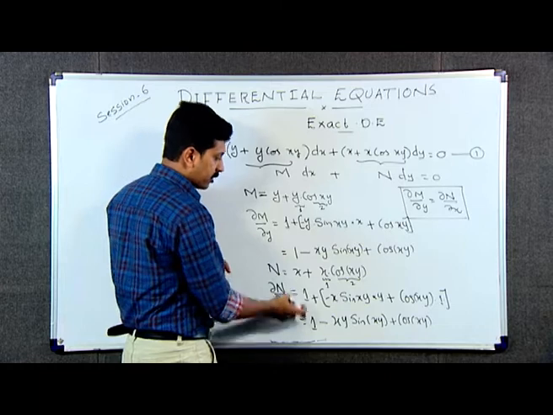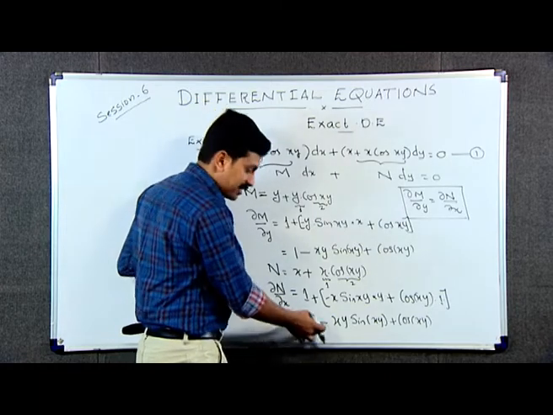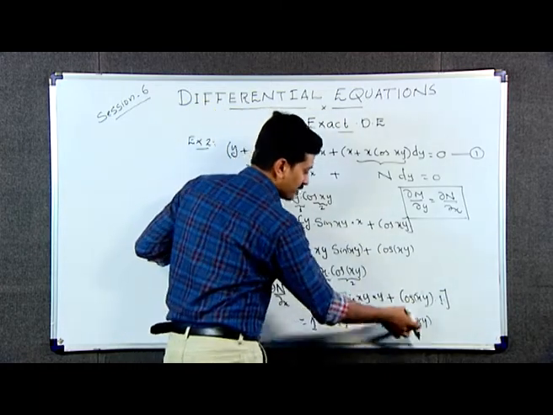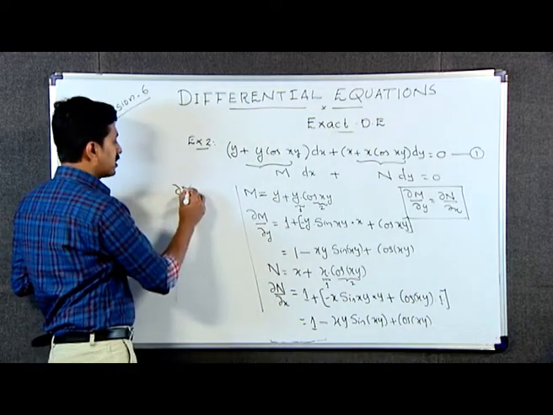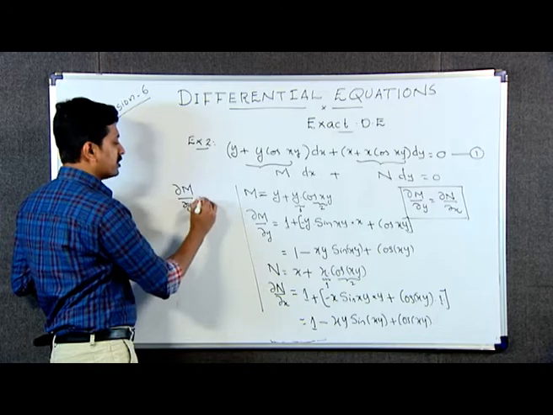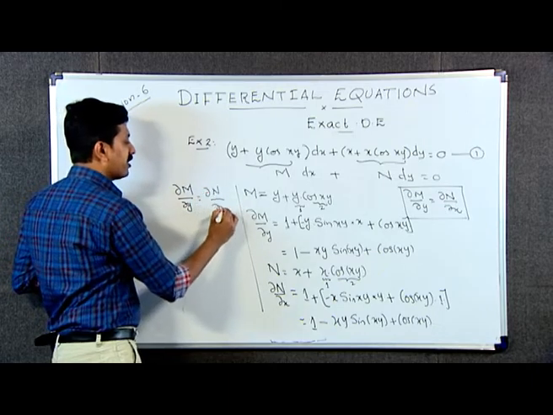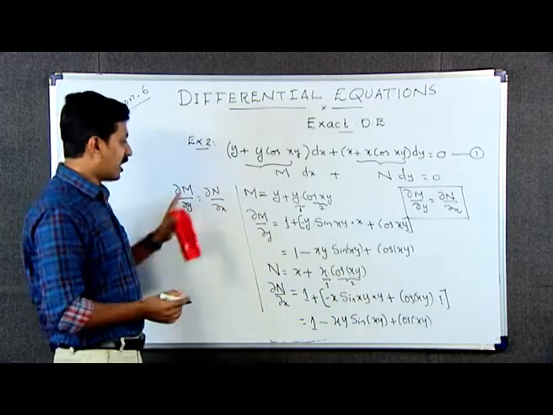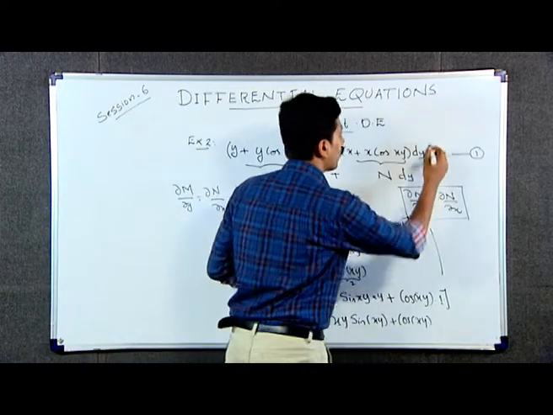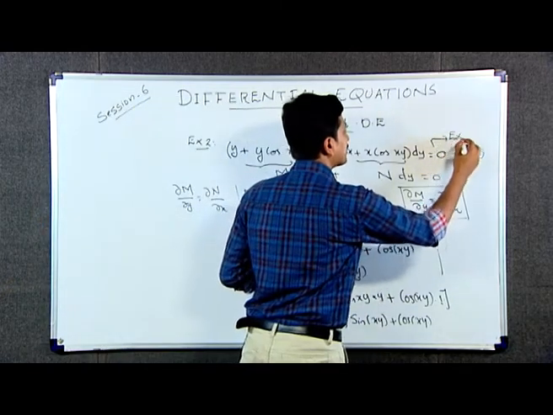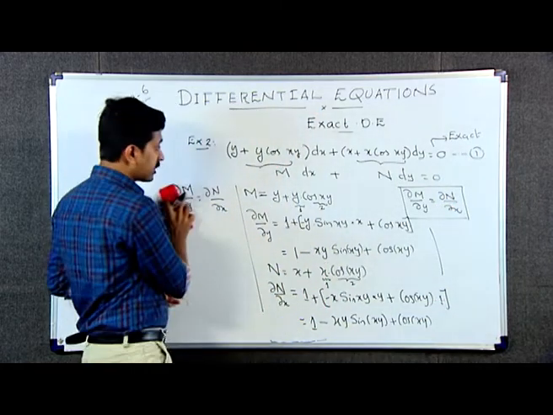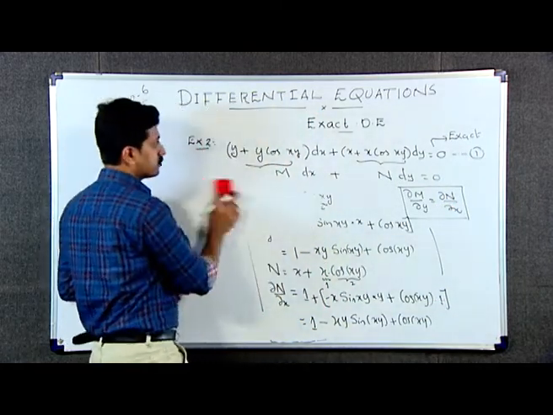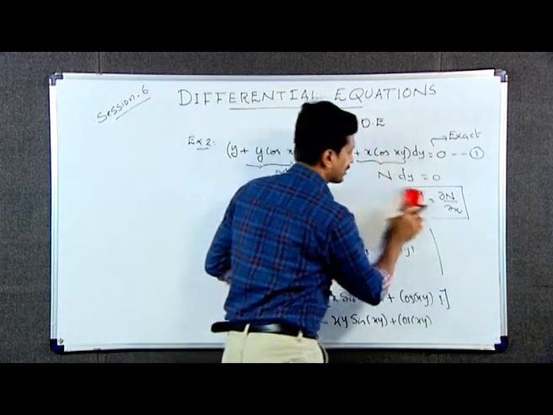See, ∂N/∂x is also 1 minus xy sin(xy) plus cos(xy). So, what is the meaning? We found that ∂M/∂y is equal to ∂N/∂x. Now, our equation 1 is an exact differential equation, and that is why we can solve the differential equation.